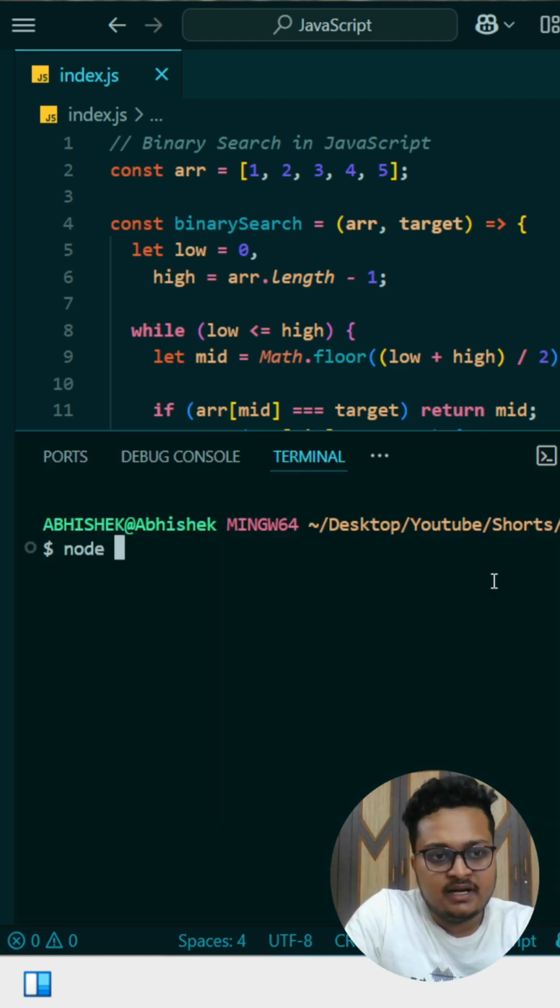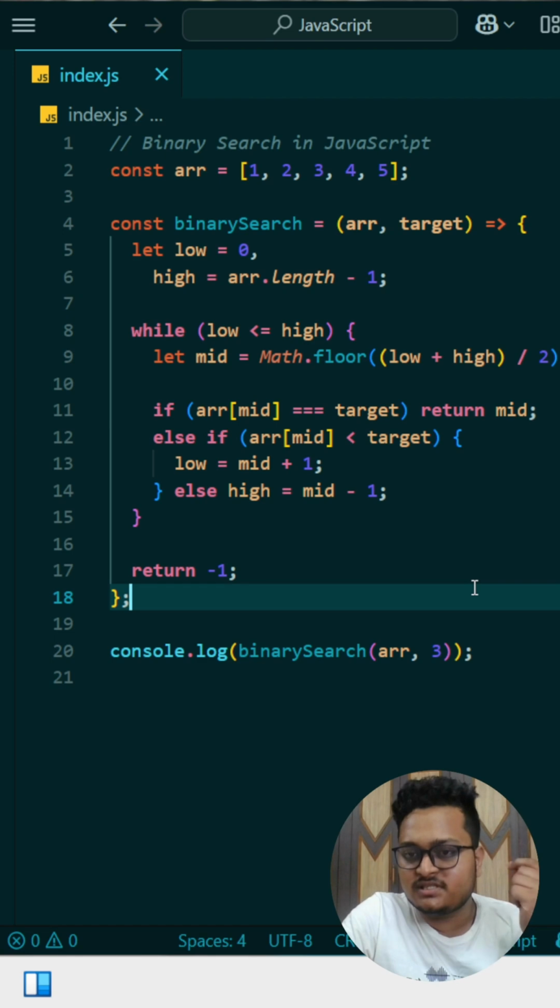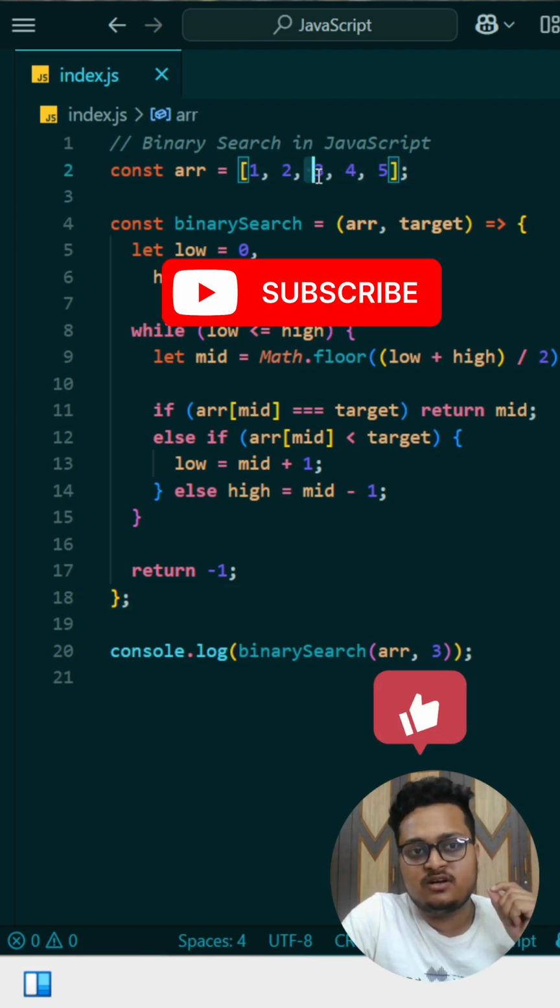So let me run it. Node index.js. You can see it is printing 2, which is correct because arrays are 0 based and it is present at the second index.